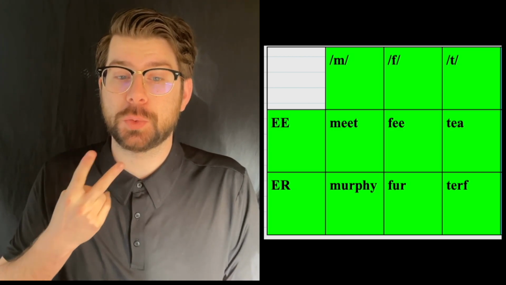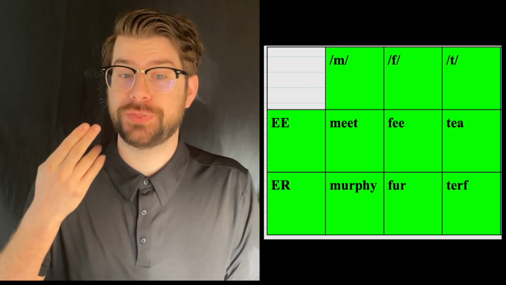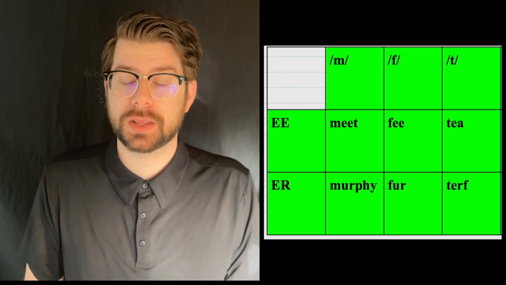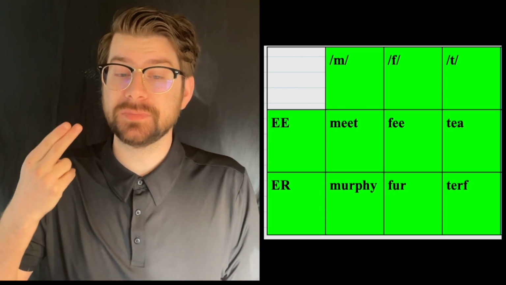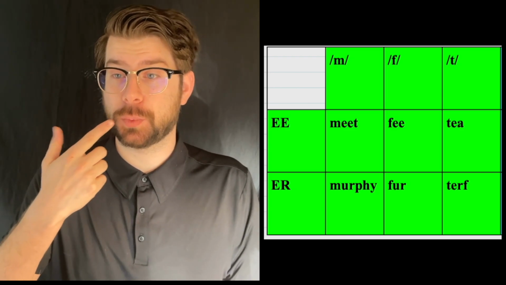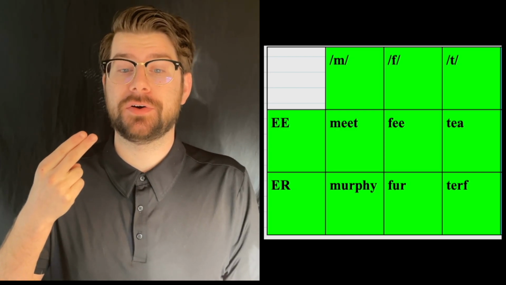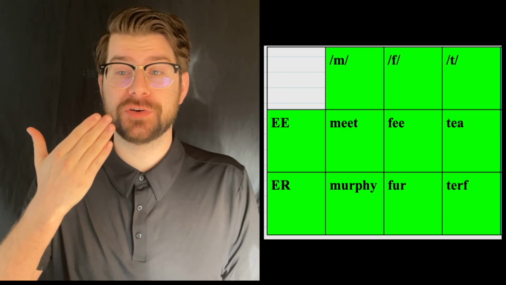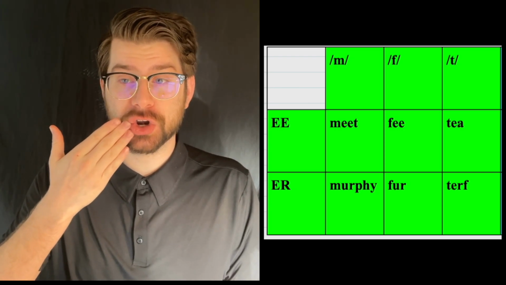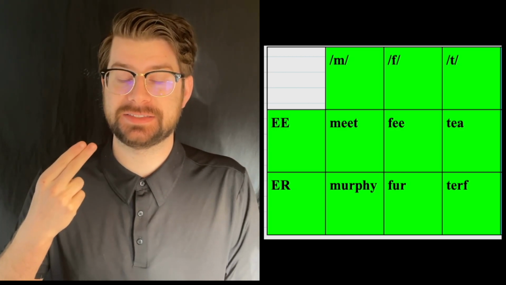And first we're going to cue words with the 5 hand shape. So the first word on the chart is meat. The second word is fee. The third word is tea. The fourth word is Murphy. The fifth word is fur. And the last word in the green section is turf.